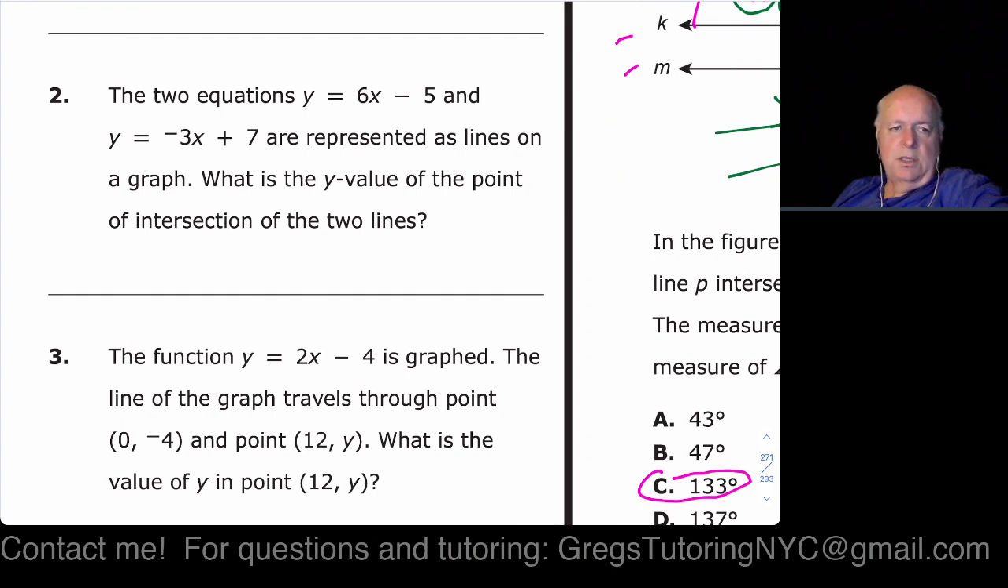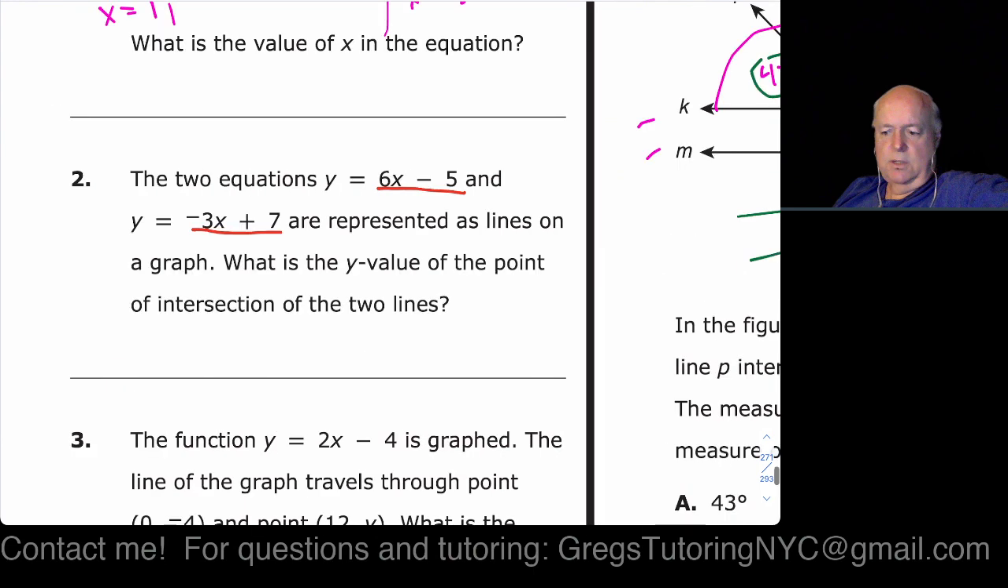One way is just to set these two together, because if we know that y is 6x minus 5, y is also minus 3x plus 7. So why don't we just set those equal to each other and live happily ever after? Let me drag this down because I'm going to do alternate solutions to this.